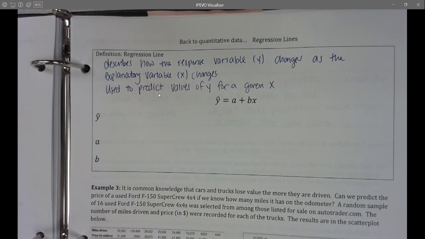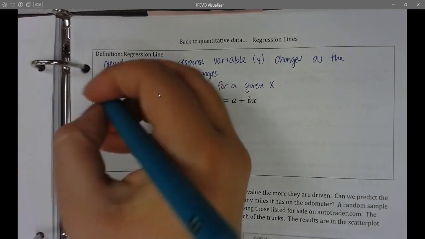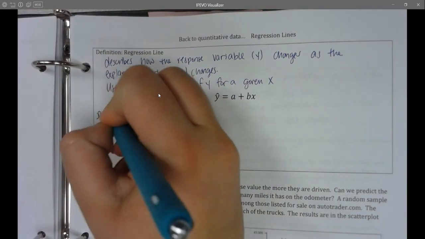Okay, so maybe we're talking about temperature. We want to predict what the temperature will be on a certain day. We're going to use data from the past to help us get there. Okay. There's three parts of this formula that you see here. Y hat equals a plus bx. Okay. This guy's name is y hat.